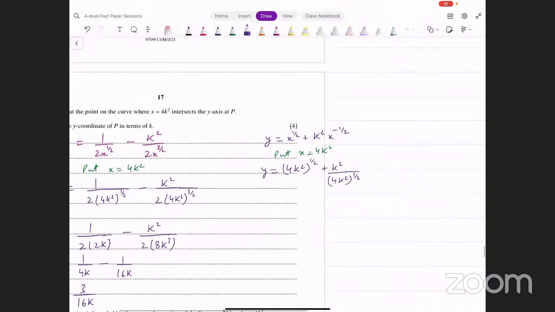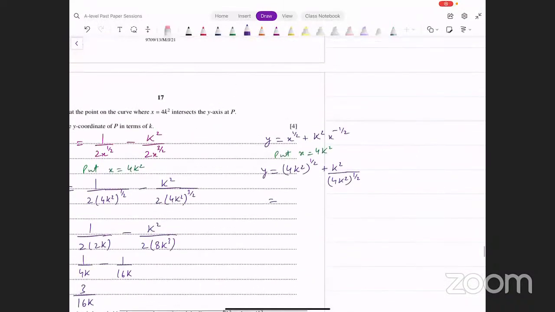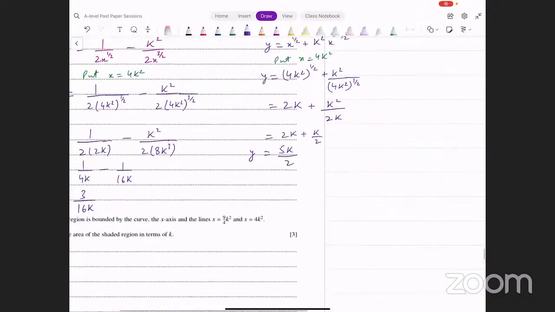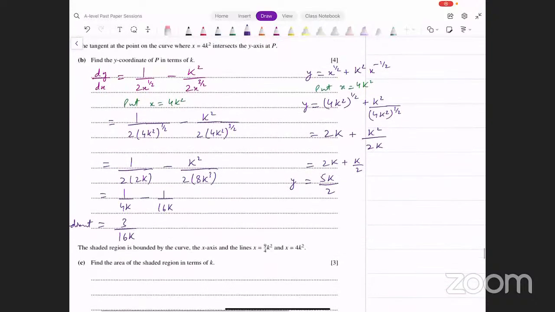And now let's evaluate this. ये क्या आ गया, (4)^(1/2) is 2 into k plus k² over 2k, and that's 2k plus k/2, which is 5k/2. ये आपके पास आ गया उसका y coordinate. So the point that we have now is 4k² and 5k/2. इस पॉइंट के ऊपर आपको टेंजेंट फाइंड करना.